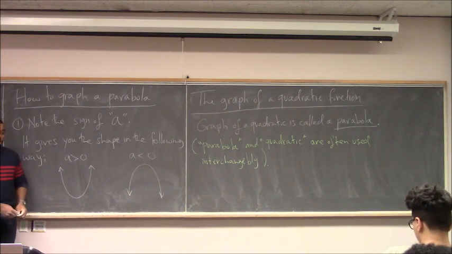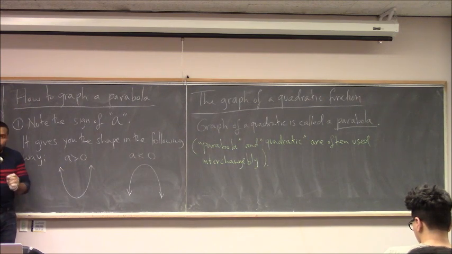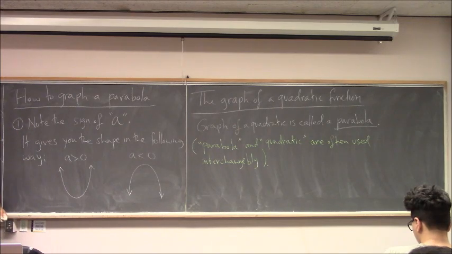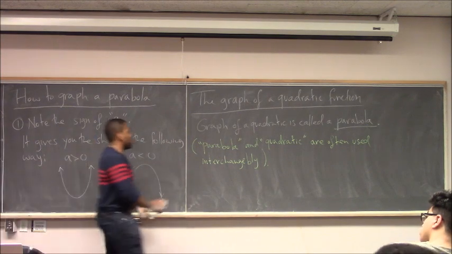So it means that you don't need to plot a bunch of points to figure out what the shape is. You just know the shape is going to be this or the shape is going to be that. Now I need to find just a few key points to draw that shape through, right? So that's how you want to think of it. I'm going to draw a parabola or a quadratic equation. I know it's either this shape or that shape. I just need a few points to know where I should draw those shapes through. So that's the first step.